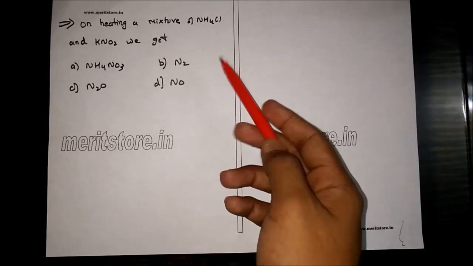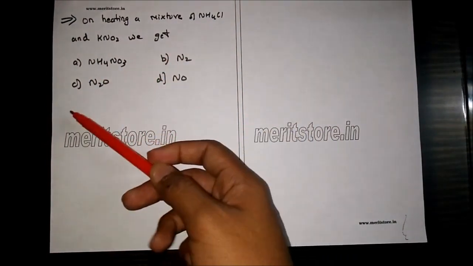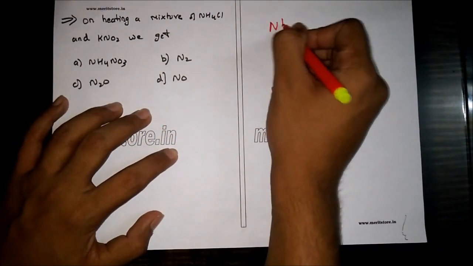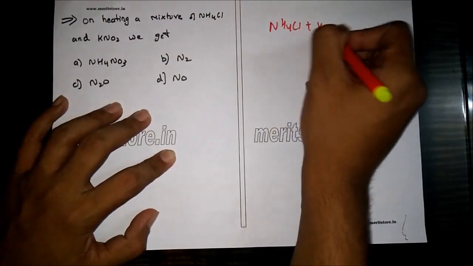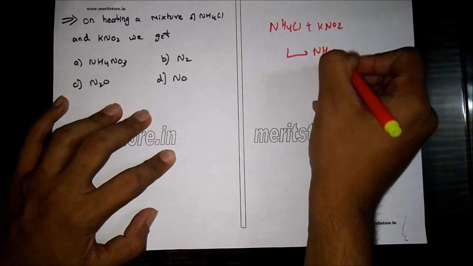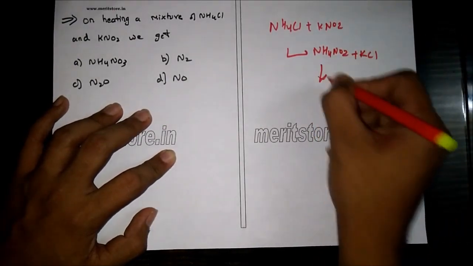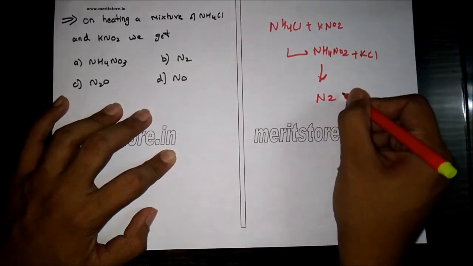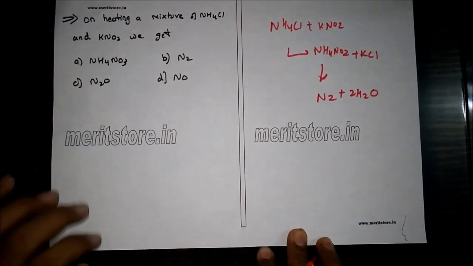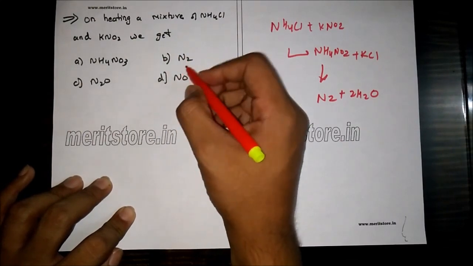On heating a mixture of NH4Cl and KNO2, we get A. NH4NO3, B. N2, C. N2O, or D. NO. Now, let's look at what will happen. NH4Cl plus KNO2 when reacts, it forms NH4NO2 plus KCl, which will again react and give us N2 plus 2H2O. Therefore, here the correct answer will be N2. We get N2 on heating a mixture of NH4Cl and KNO2.